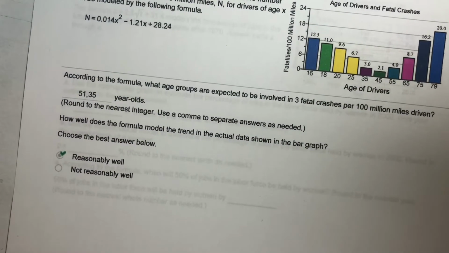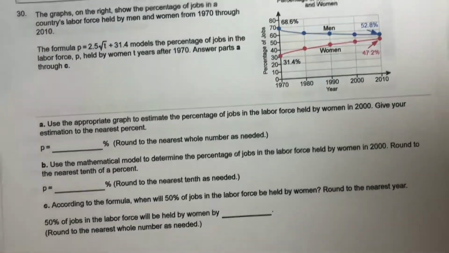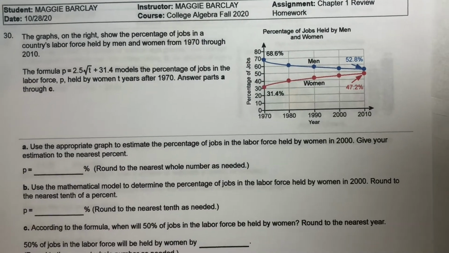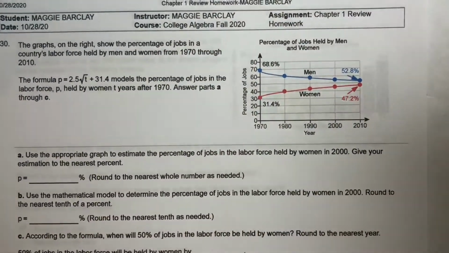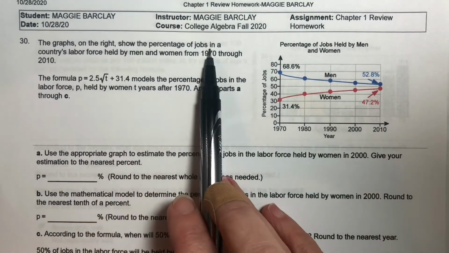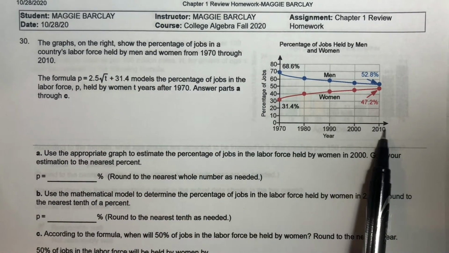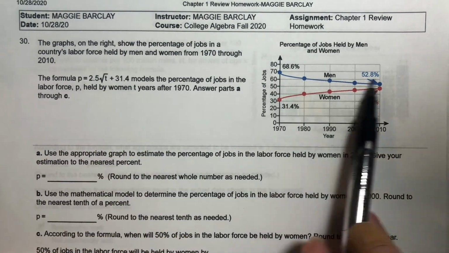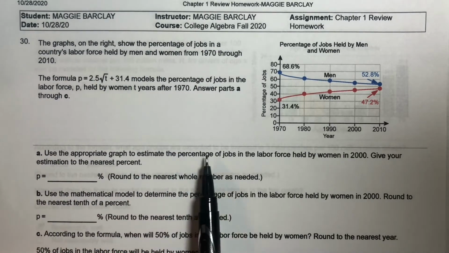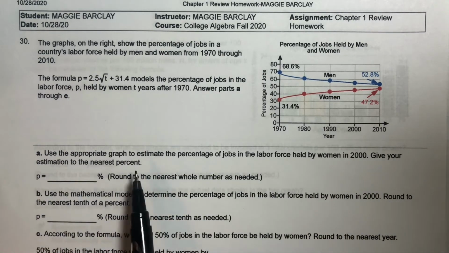The next one I was asked to work is number 30. Okay. And again, your numbers may be different, but fundamentally the same type of problem. Okay, so what does this graph represent? It is the percentage of jobs held by men and by women from 1970 through 2010. And they give you the formula that models the data, okay? Now from part A, use the appropriate graph to estimate the percentage of jobs in the labor force held by women in 2000. Give your estimation to the nearest percent.